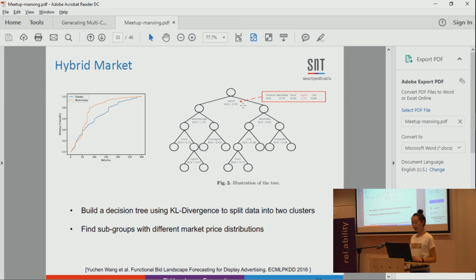So in this case, we select the feature which can generate the leaf nodes, and we need to make sure all the nodes here have distinguishable market price distributions. In this way, we find subgroups in our data. When we approximate the winning probability, we look at the features in the bid request, go through the decision tree, find the leaf node, and use the distribution of that subgroup to calculate the winning rate for that specific bid request.